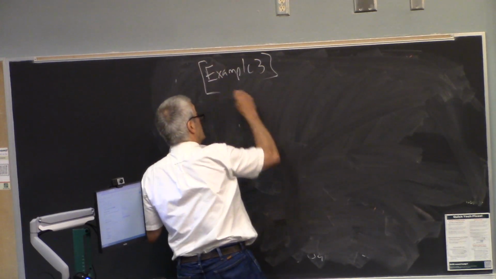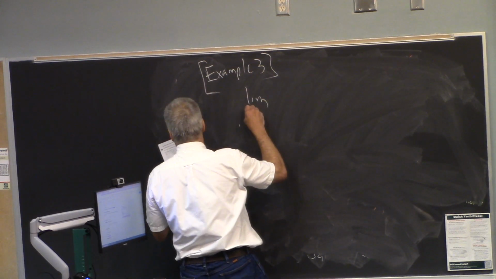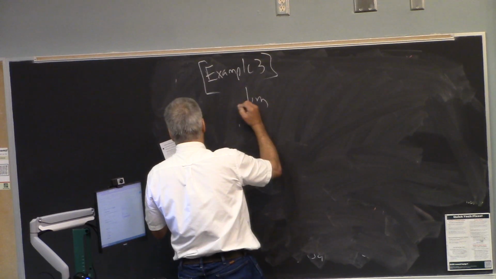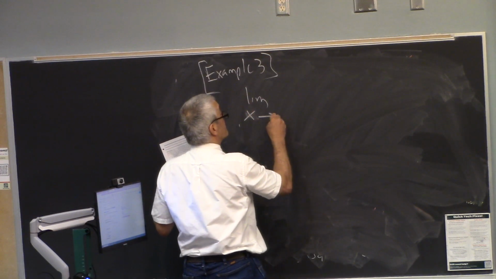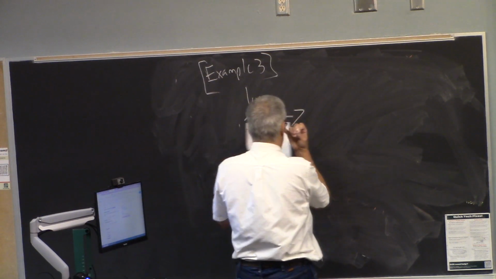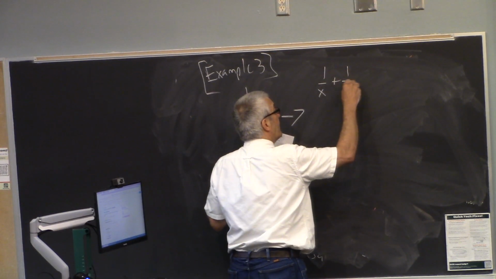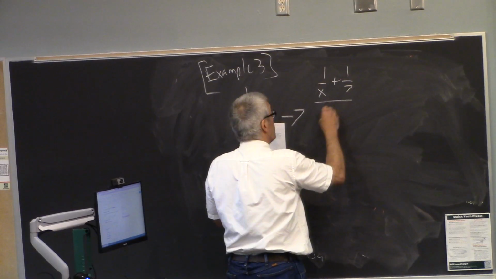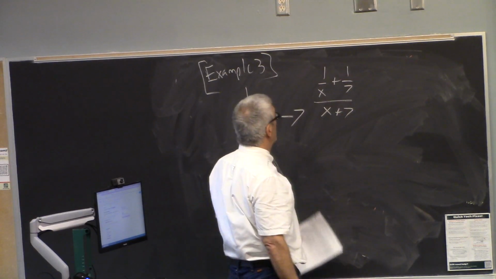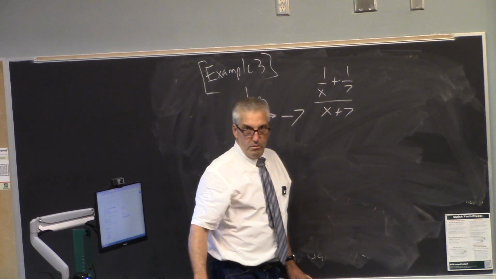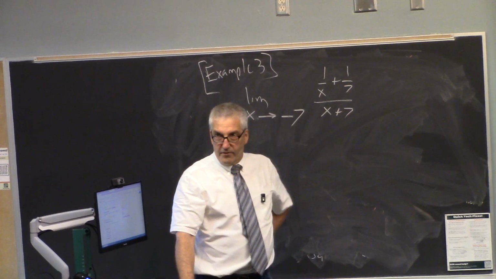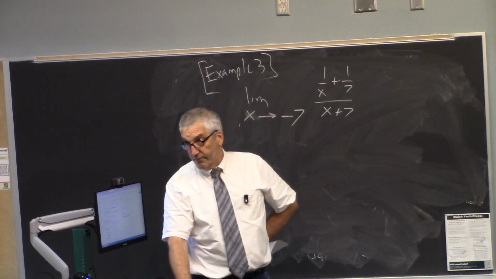Find the limit as x approaches minus 7 of (1/x + 1/7) over (x + 7). So let's do the obvious thing. Let's just plug in x equals minus 7 and see what happens.